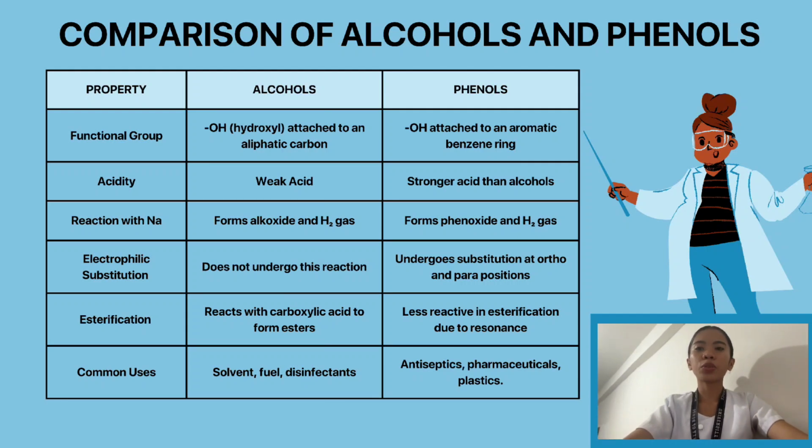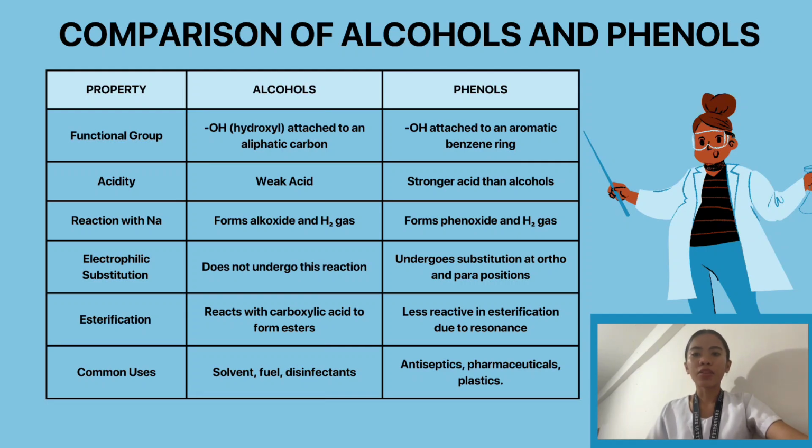So in reacting with sodium metal, both alcohols and phenols release hydrogen gas, but alcohols form alkoxides while phenols form phenoxides. Another key distinction is in electrophilic substitution reactions. Alcohols do not undergo these reactions, whereas phenols do, typically at the ortho and para positions of the benzene ring. In esterification, alcohols readily react with carboxylic acids to form esters, whereas phenols are less reactive in this process due to the resonance stability of the benzene ring.